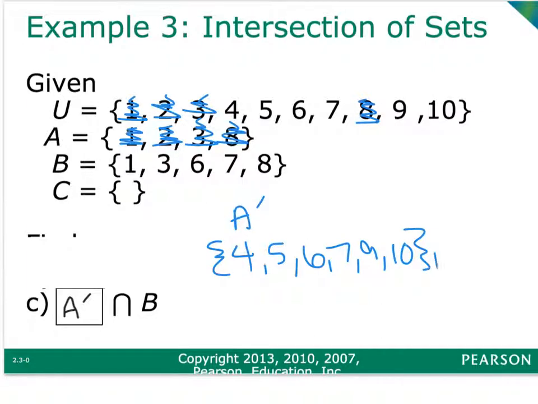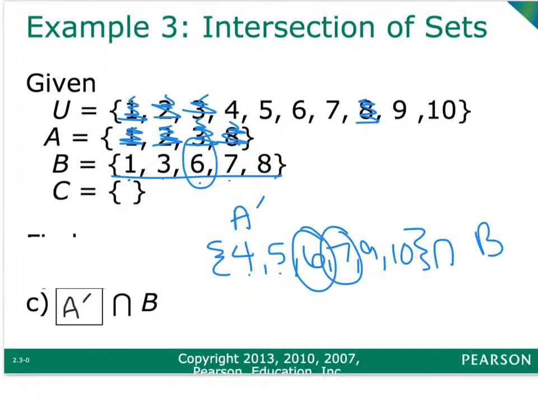You want this to intersect with B. Okay, well, B is the numbers 1, 3, 6, 7, 8. So what do A naught and B have in common? Okay, well, 4 appears in A naught, but not in B. 5 appears in A naught, but not in B. Okay, 6 is in A naught and also in B. 7 is in A naught and also in B. That's the only thing they have in common. So the intersection between A naught and B is the set 6, 7.